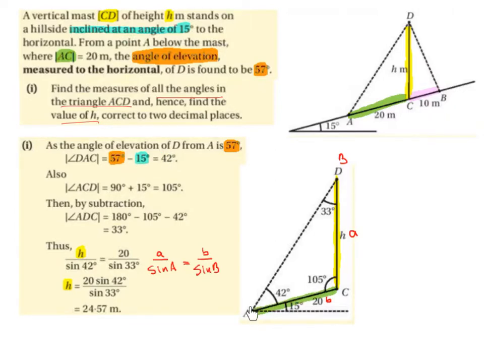So the angle from the horizontal up as far as point D altogether is 57 degrees. And we know that this angle of elevation here is 15 degrees. So 57, take away the 15, leaves us with 42 degrees. So this angle in here, angle CAD, is 42 degrees.